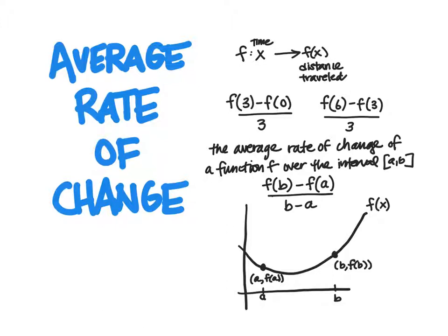Now graphically visualizing where a, f of a and b, f of b are with relation to each other, what significance does this expression have in this graphical representation? Well, you might notice that f of b minus f of a, that's the difference in the y values between these 2 points, or the quote-unquote rise. What is b minus a? Well, that's the difference in the x values between these 2 points, or the quote-unquote run.